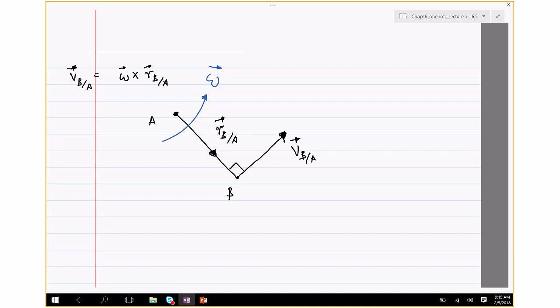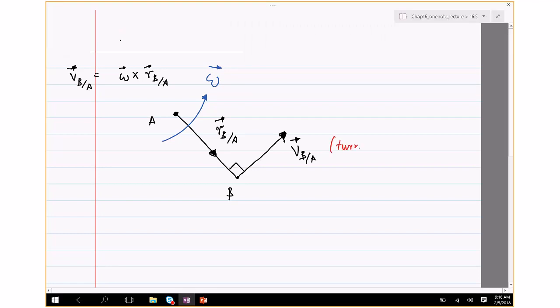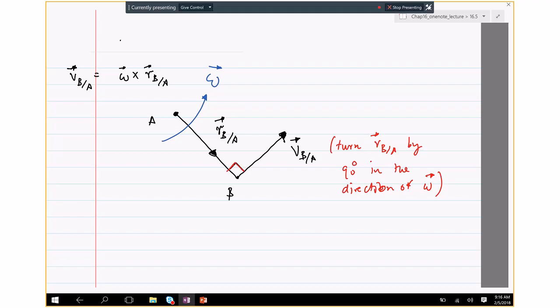Find the vector A to B and turn it in the direction of omega. So if omega is counterclockwise, turn it counterclockwise 90 degrees. That's the direction of VB with respect to A. If the angular speed is clockwise, turn it clockwise, and that gives you the direction of VB with respect to A. So this is: turn RB with respect to A by 90 degrees in the direction of omega. And it's always 90 degrees. Remember that.